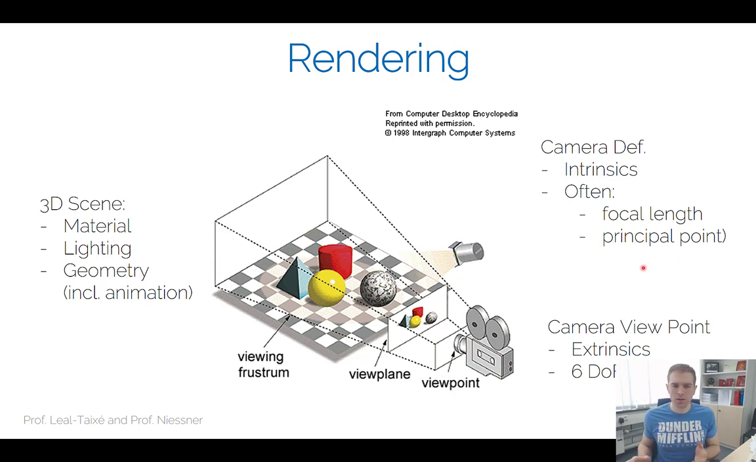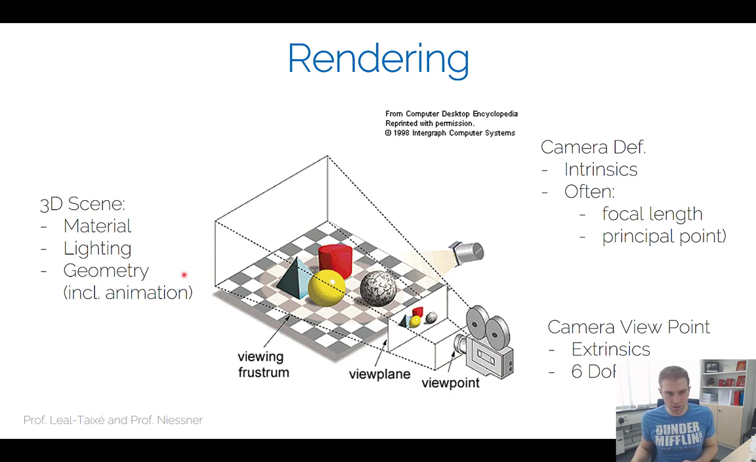But in practice, often you only have a focal length and you have a principal point. That's what people use in computer vision often. So it's a bit of an oversimplified pinhole camera model of the real world. And the second thing, in addition to the intrinsics, are the camera extrinsics, the pose. This is the camera viewpoint. This is where you want to place this camera in order to look at the scene. So it's basically changing the viewpoint, right? In practice, you have 6 degrees of freedom. You have 3 for the rotation and 3 for the translation. That's enough to define where to put the current camera location, right?